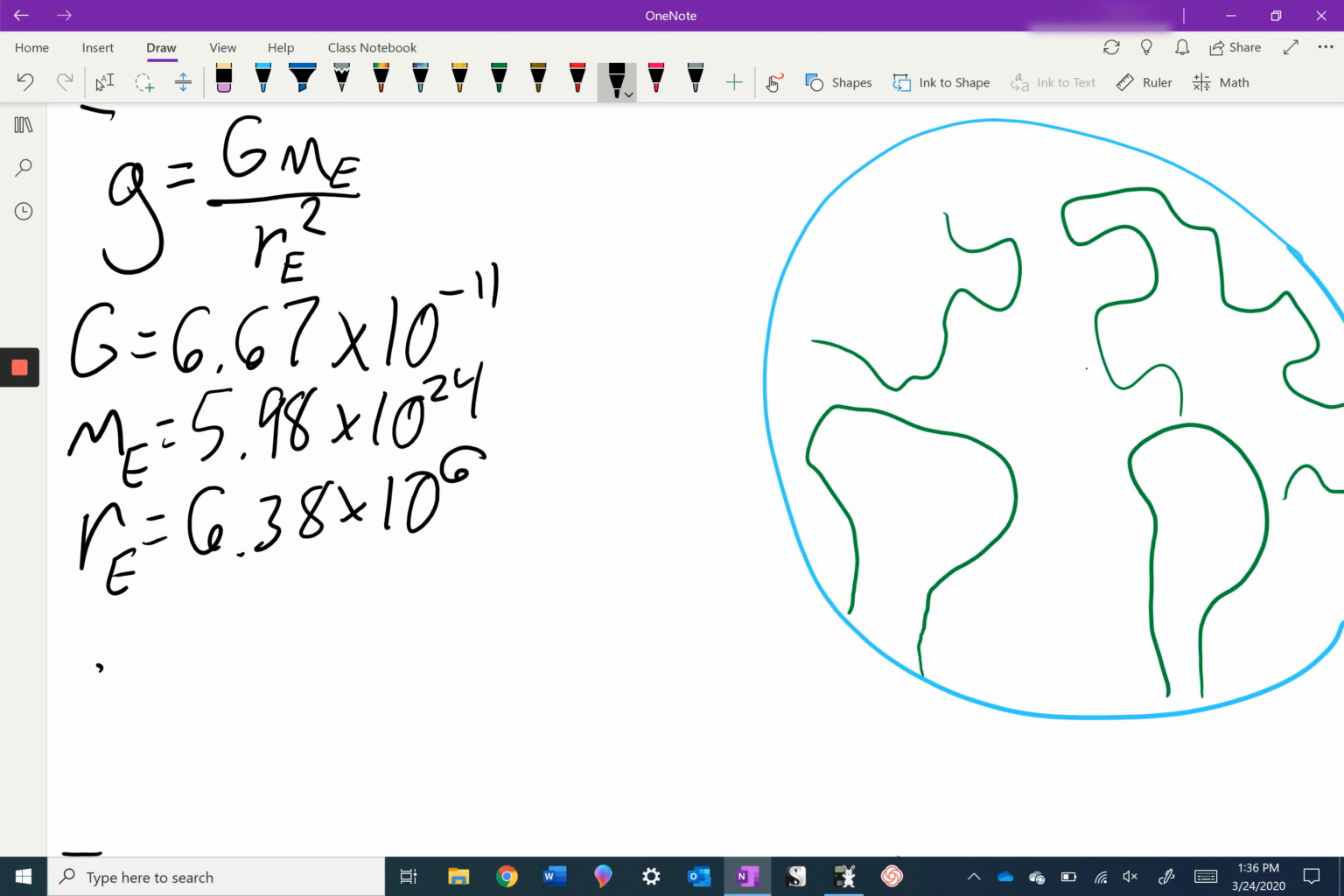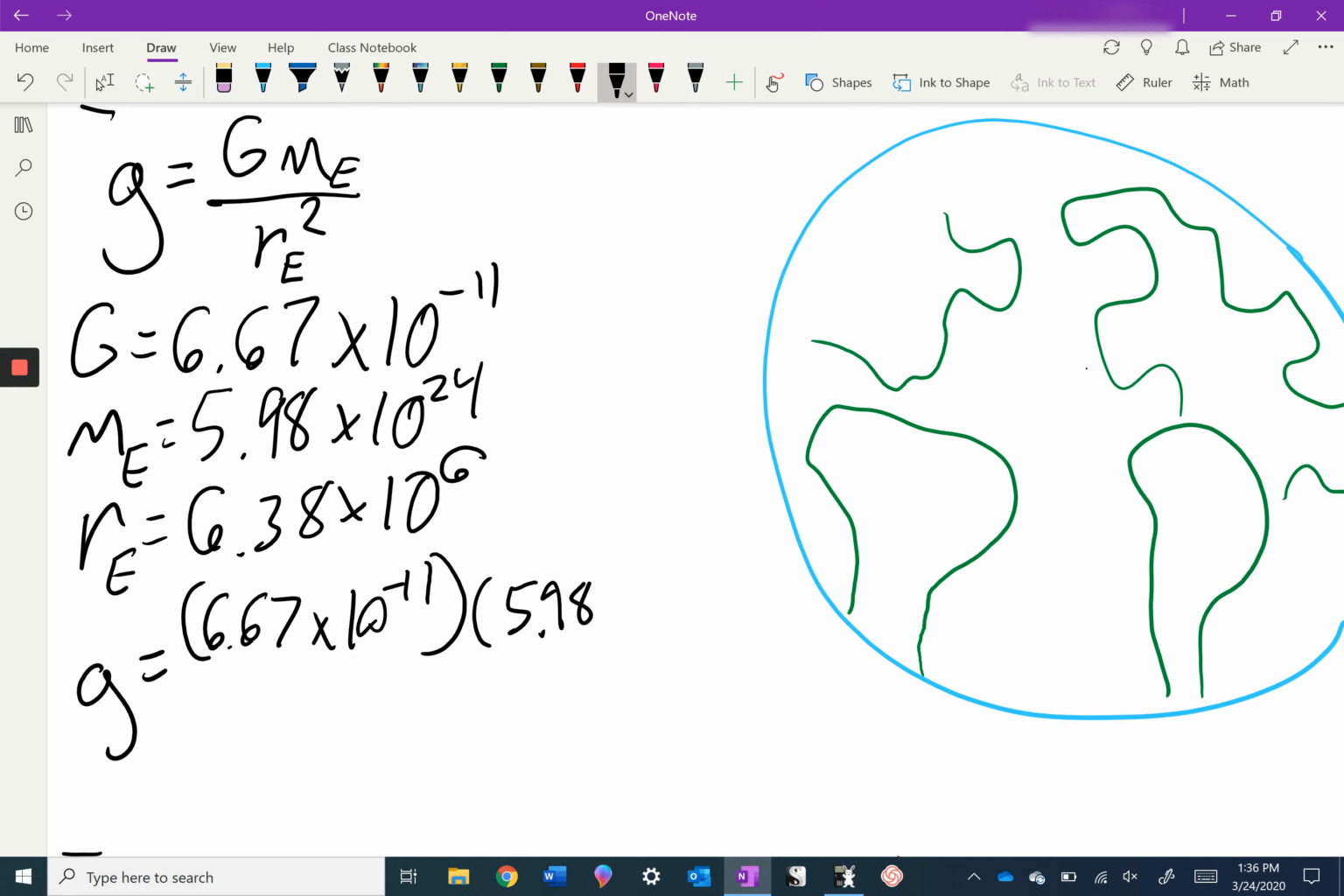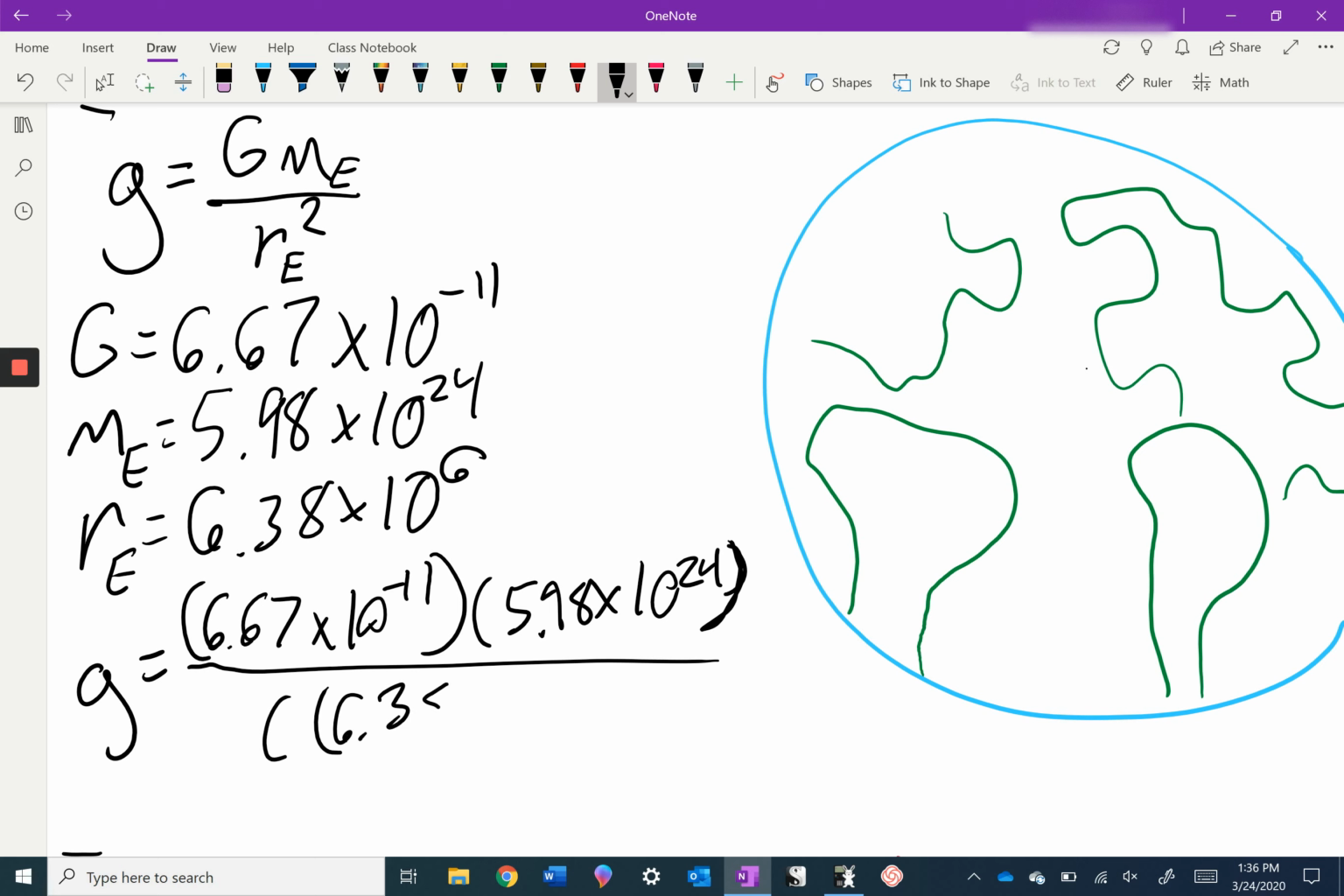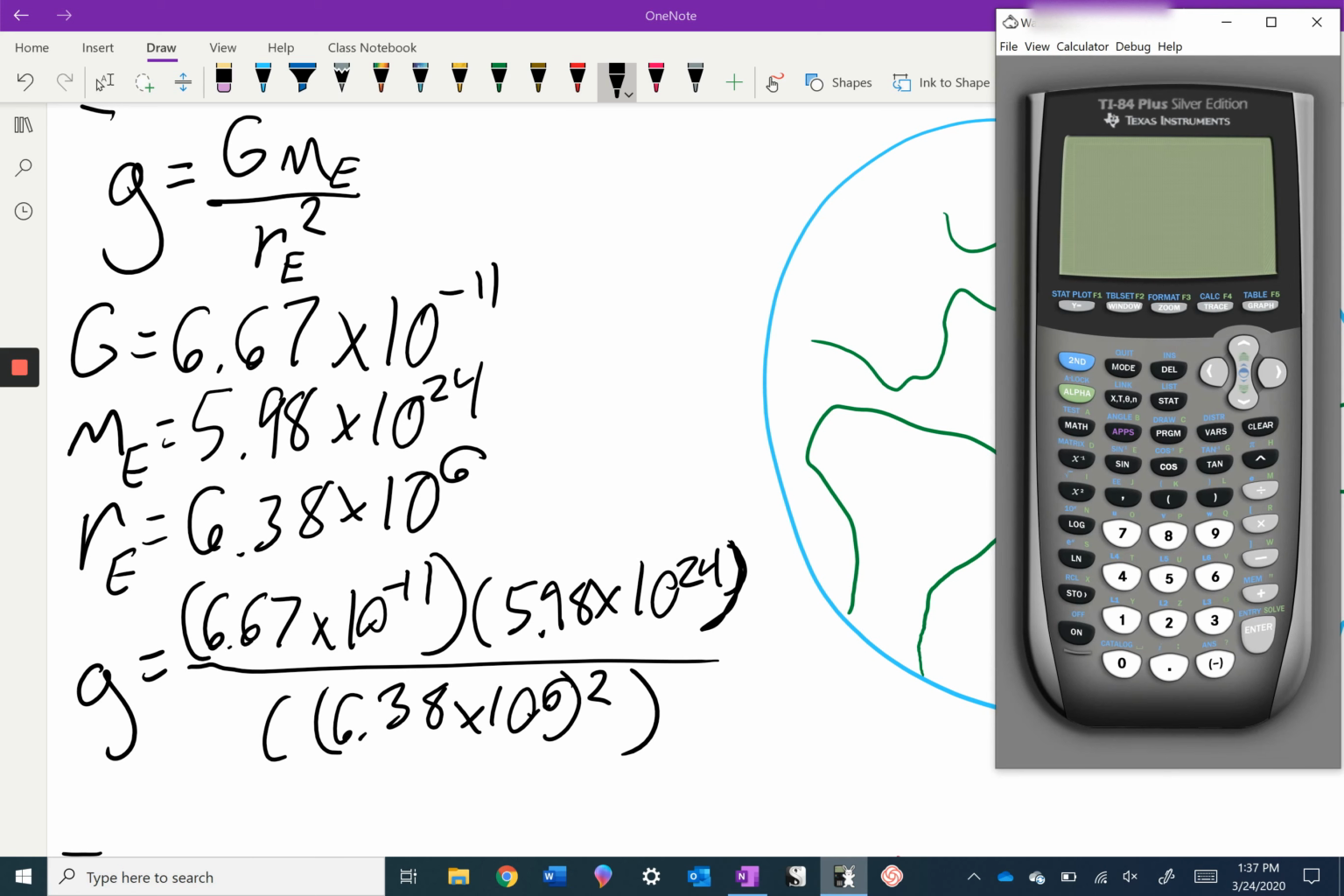So that means little g is equal to 6.67 times 10 to the negative 11th times 5.98 times 10 to the 24th divided by 6.38 times 10 to the 6th squared. So let's plug that into our calculator. So go ahead and clear that out.